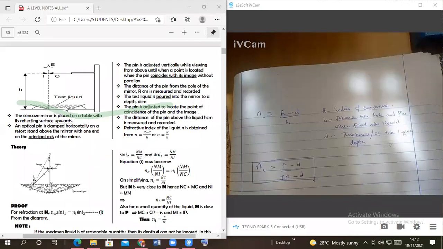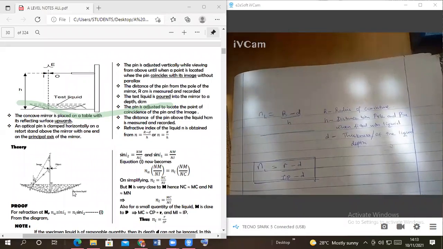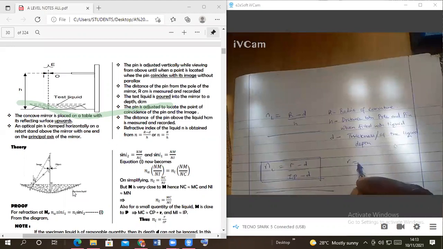How do you determine the depth of the liquid? You have to measure the distance from the pole up to the pin, and also from the top of the liquid up to the pin, and then you subtract and find the depth of that liquid. In most cases, if they give you the depth of the liquid, then it's very easy. You just substitute in this formula and get the answer. Also, R is the radius of curvature.